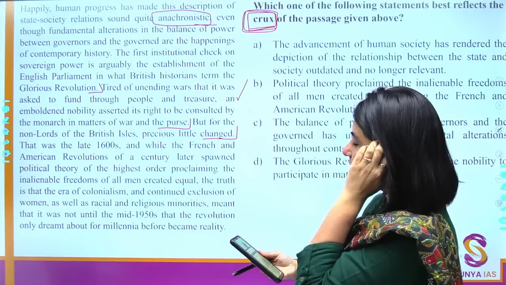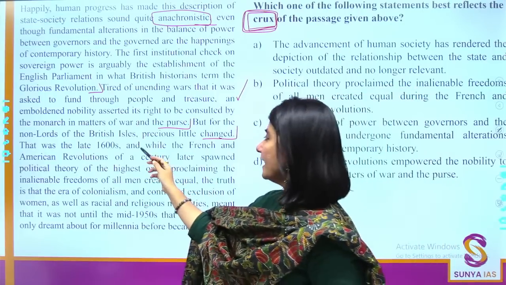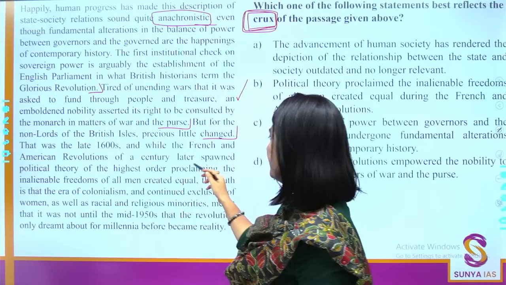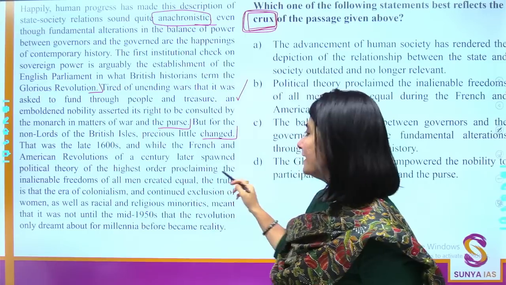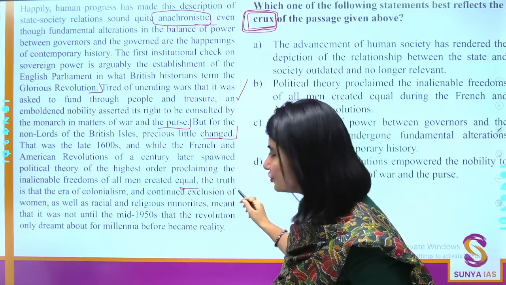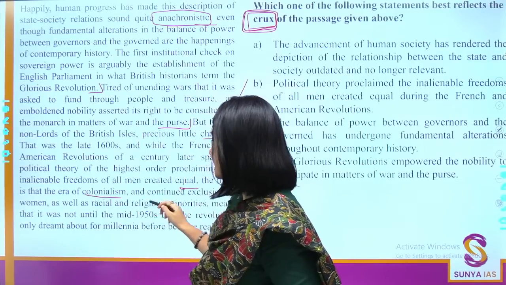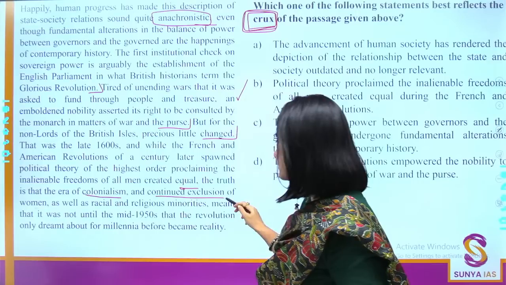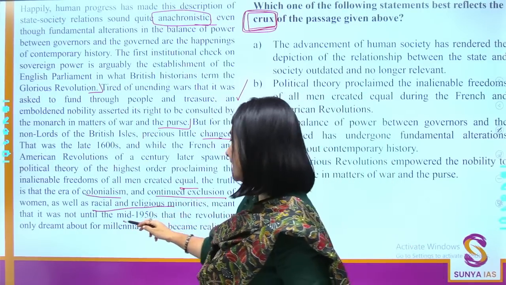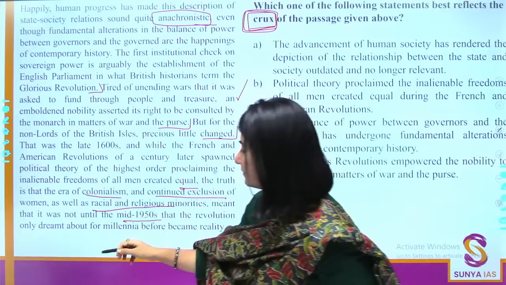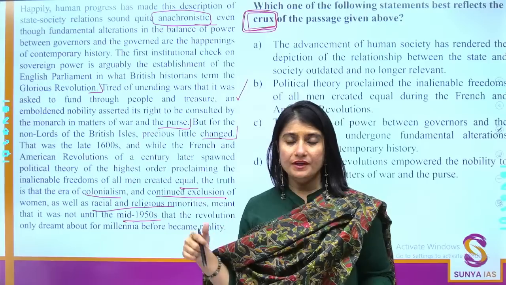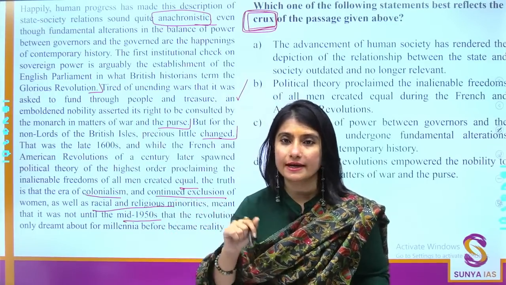That was the late 1600s, and while the French and the American revolutions of a century later spawned political theory of the highest order, proclaiming the inalienable freedoms of all men created equal, the truth is that the era of colonialism and continued exclusion of women as well as racial and religious minorities meant that it was not until the mid 1950s that the revolution only dreamt about for millennia before became reality. Too long a sentence to comprehend. Now when you have this kind of a sentence, you will have to read it again. So what will you do?